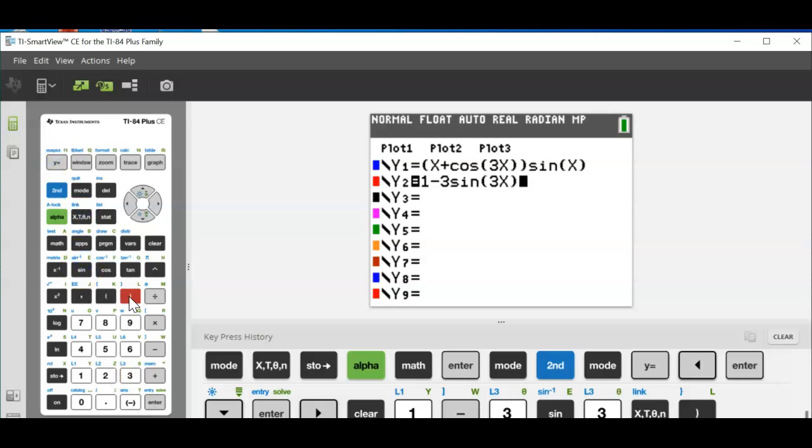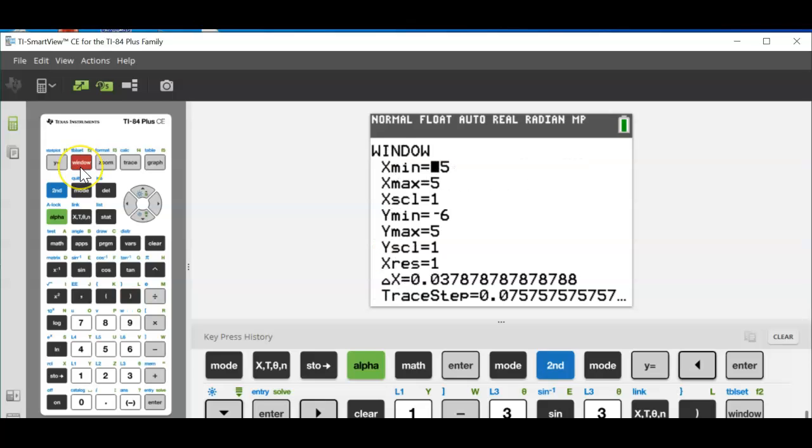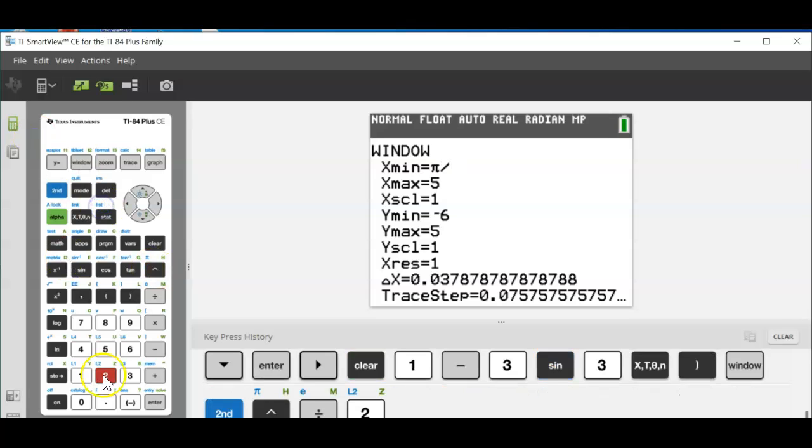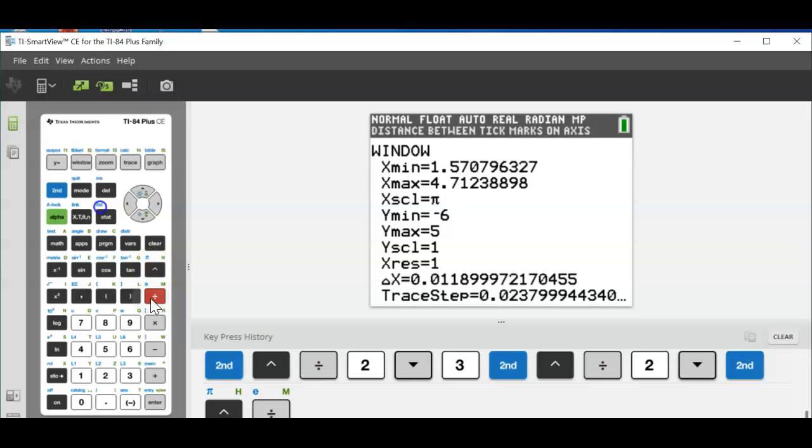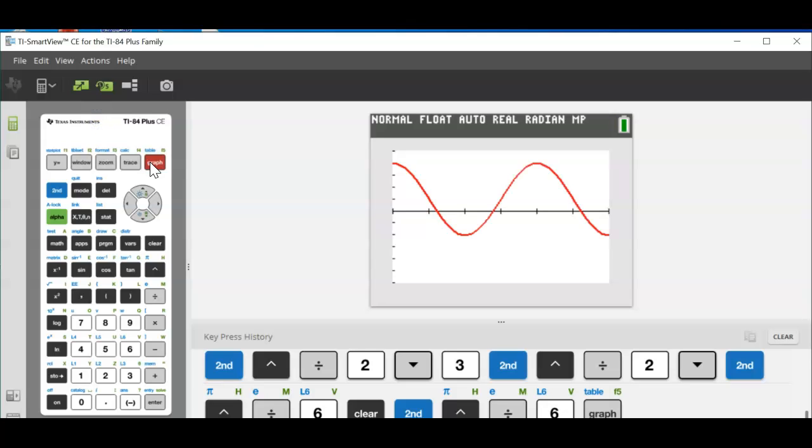There we go. Remember, we only care about this interval, so I'm going to change this window. I only need it to be from pi over 2 to 3 pi over 2. I'm going to change the scale to pi over 6. That's probably fine. Y min, Y max, yeah, that's probably fine. Ooh, no, I don't want to do that. Pi over 6. There we go. Let's graph it. So there is my derivative. There's my dr d theta. That's the derivative of r.